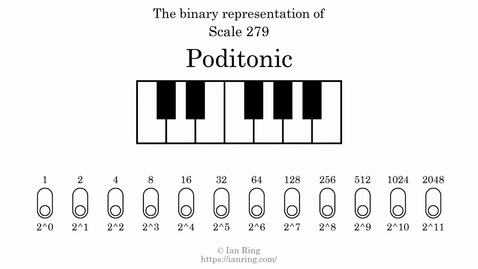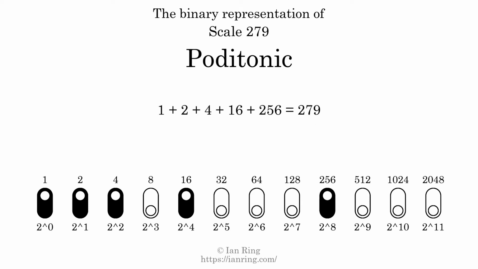The binary representation of this scale is determined by mapping tones of the scale to binary digits. Each binary digit represents a power of 2. To get the scale number, we add the powers of 2 together. The powers of 2 that are present in the scale, all added together, equals 279. That is why the scale number, in decimal, is 279.